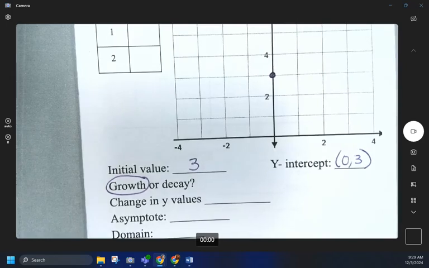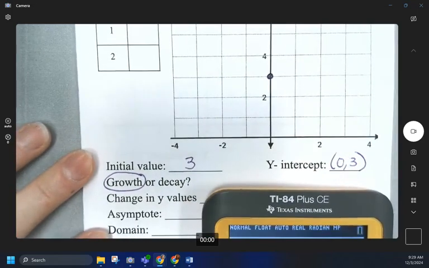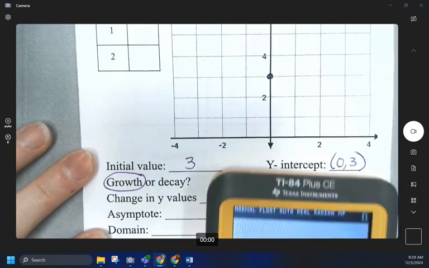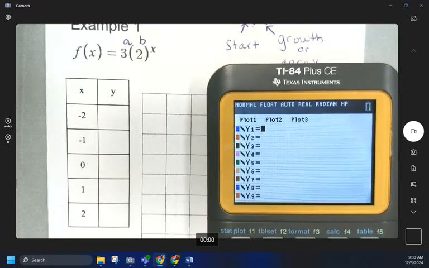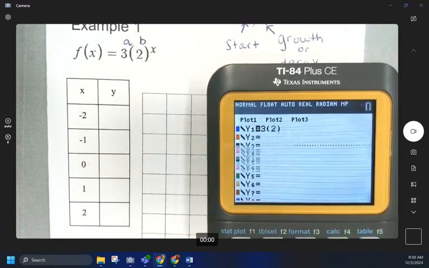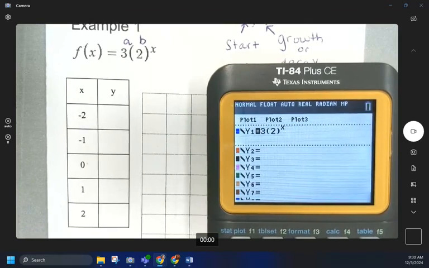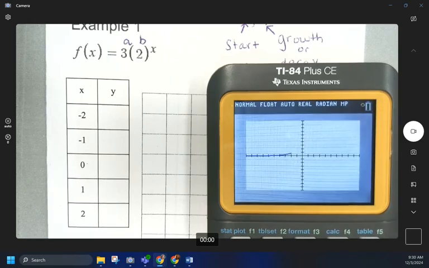So we can use Desmos or we can use the calculator. So I'm going to show you the calculator on the first one, Desmos on the second one. So let's go to our calculator. Go to Y equals. Let's put that equation in. 3 parentheses 2 times x. Go ahead and put that in. Okay, so hit graph.